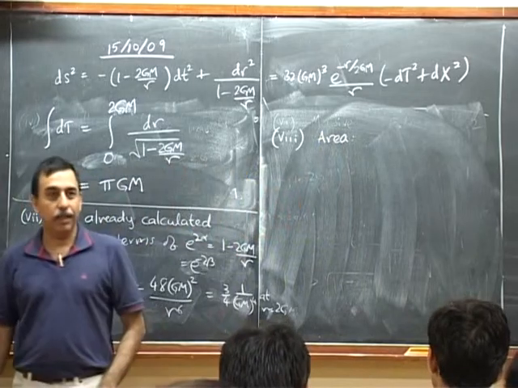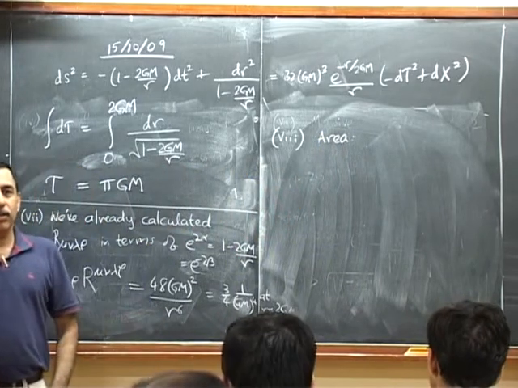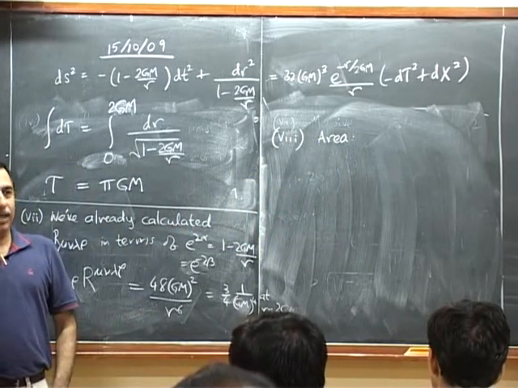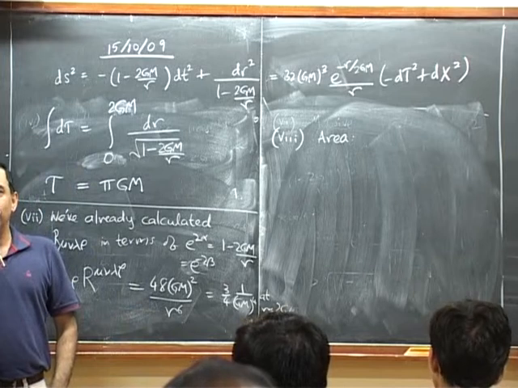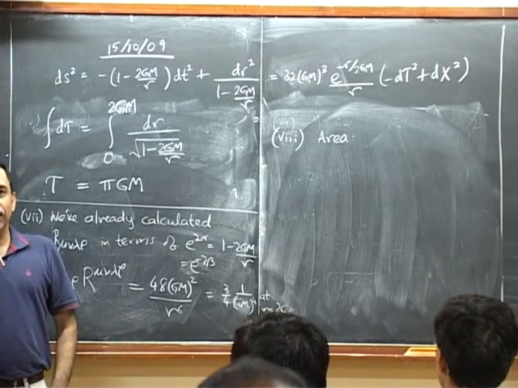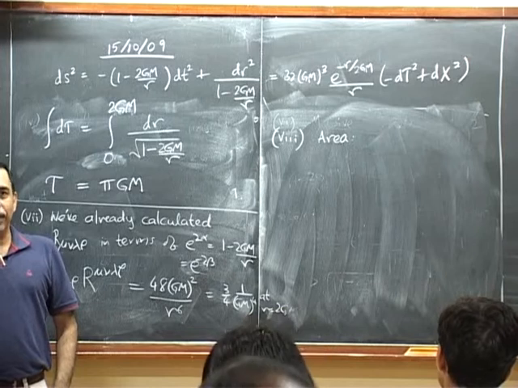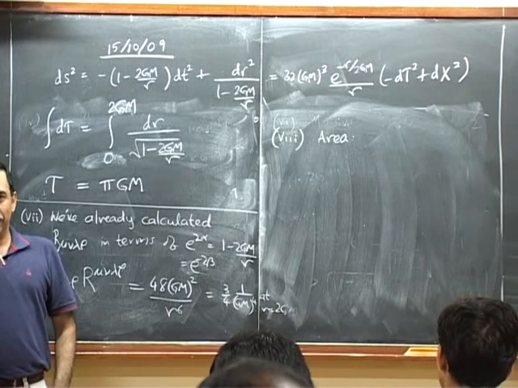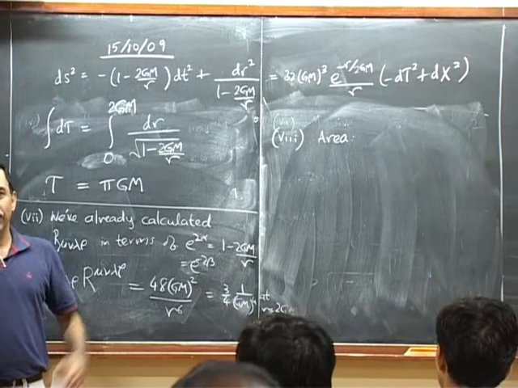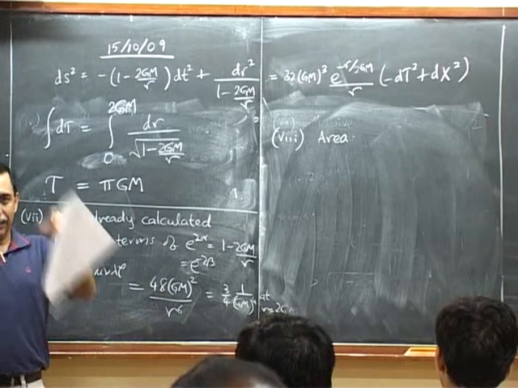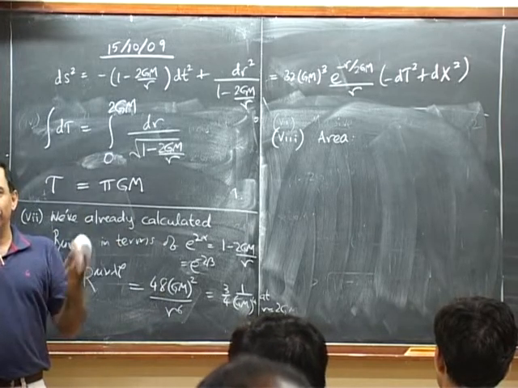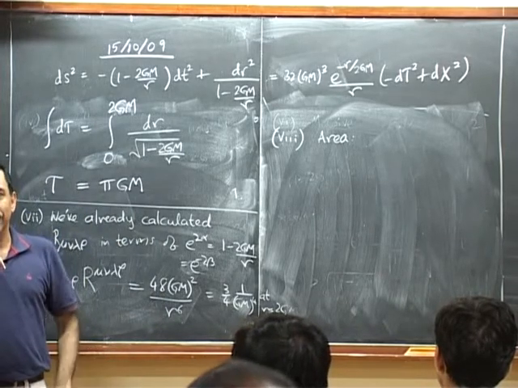And what is the area? Remember, the horizon is r equals 2GM. So it has two angular coordinates and then one null coordinate. Okay. So we throw away the null coordinate, because the other two are the spatial ones. So in a space-time sense, the physical area of the horizon should be whatever is spanned by theta and phi.